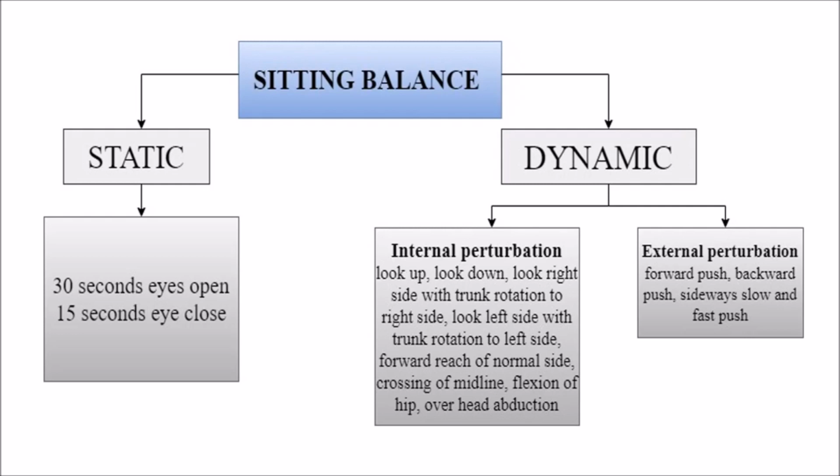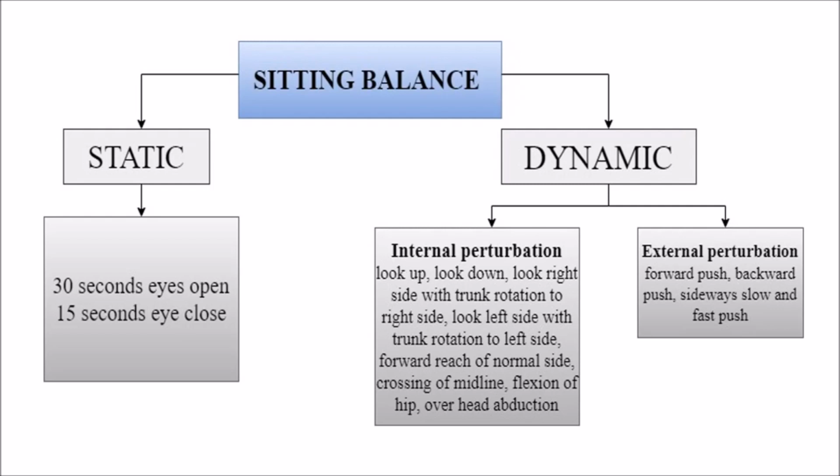You ask the patient to abduct the shoulder and wait for 30 seconds and check whether the patient sways or not. You can ask the patient to look up, look down, look to the side, first to the right, then to the left side, then perform the trunk rotation, but each movement will be maintained for 30 seconds.